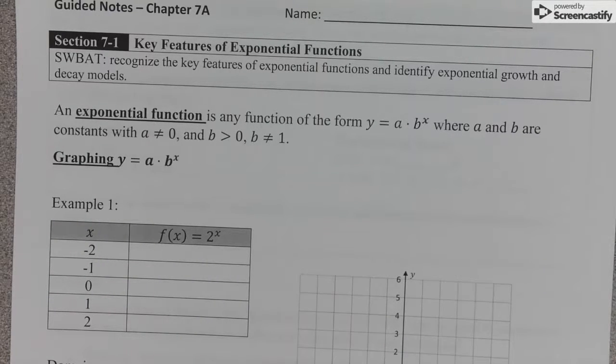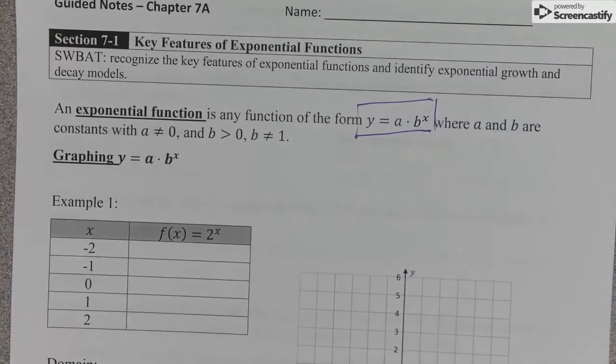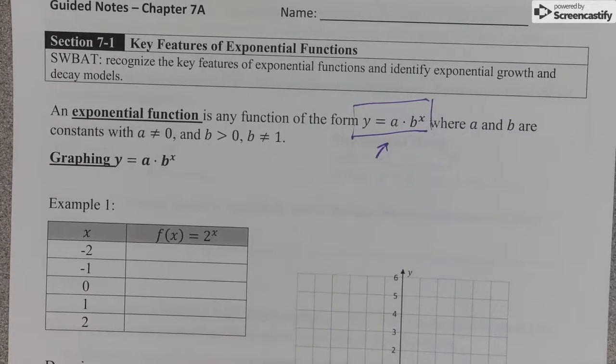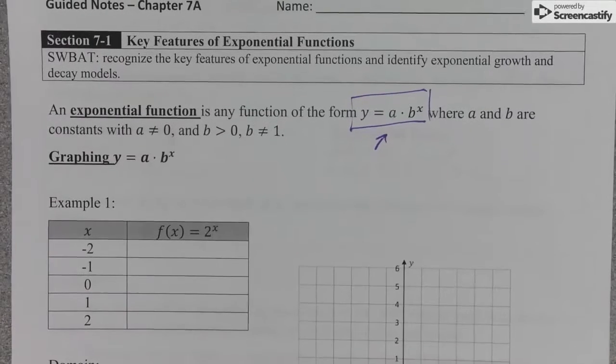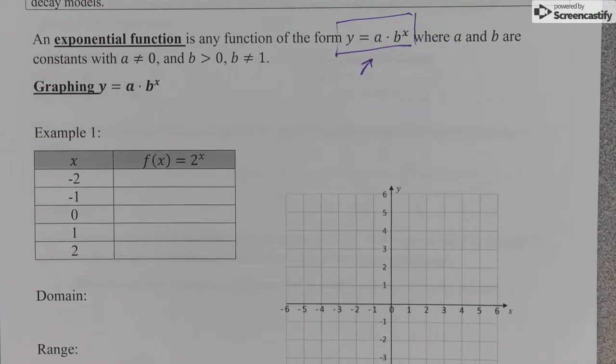An exponential function is any function of the form y equals a times b to the x, where a and b are constants with a not equal to 0, b bigger than 0, and b is not equal to 1. So this is an exponential function. It looks just like this. Notice the x is in the exponent. So let's look at the graph first, the graph of y equals a times b to the x.